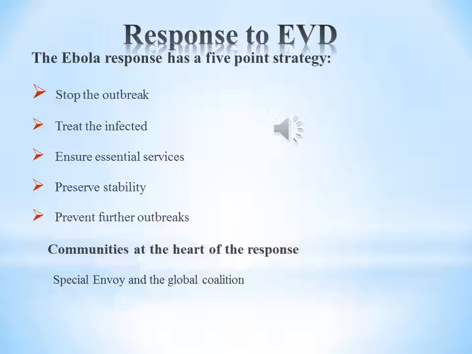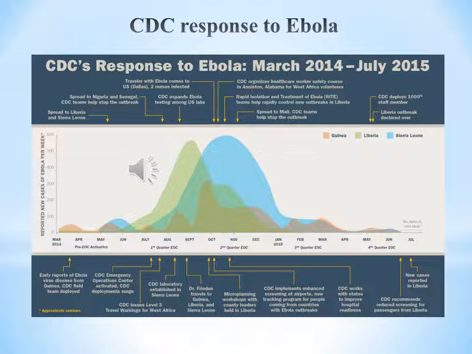Response to Ebola virus disease. The Ebola virus response has a 5-point strategy: stop the outbreak, treat the infected, ensure essential services, preserve stability, and prevent further outbreaks. This diagram shows the CDC's response to Ebola virus outbreak. It is showing different strategies implemented by CDC in response to the outbreak in order to prevent the spread of the disease and also to control the disease.